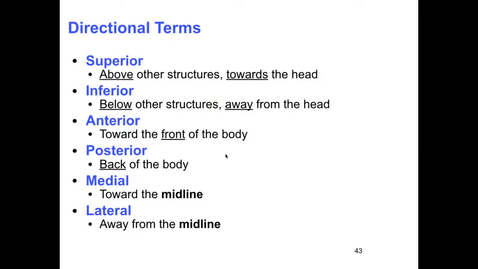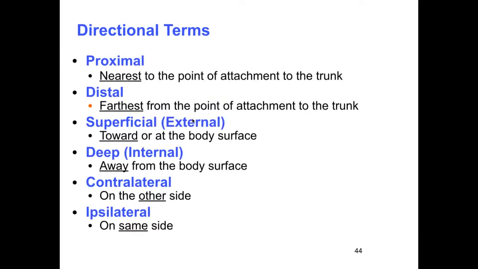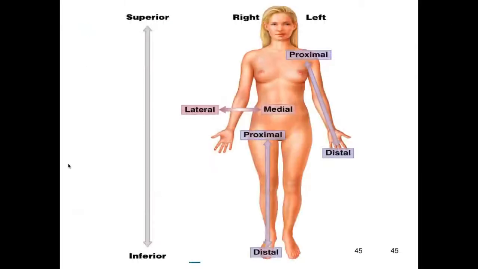Okay, now let's look at some of the directional terms. Superior and inferior are opposites. Anterior and posterior are opposites. And medial and lateral are opposites. And then proximal and distal are opposites. Superficial and deep are opposites. Contralateral and ipsilateral are opposites. So let's look at these on an individual.